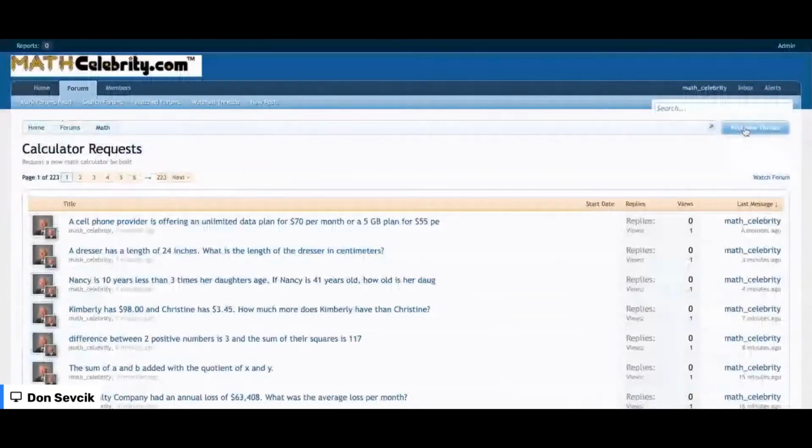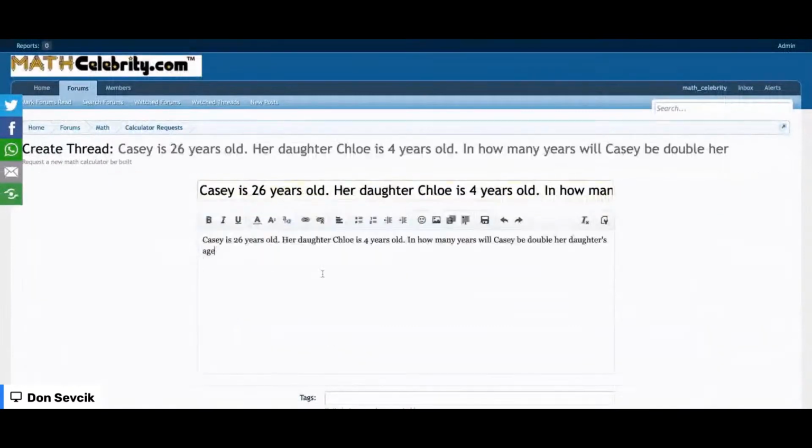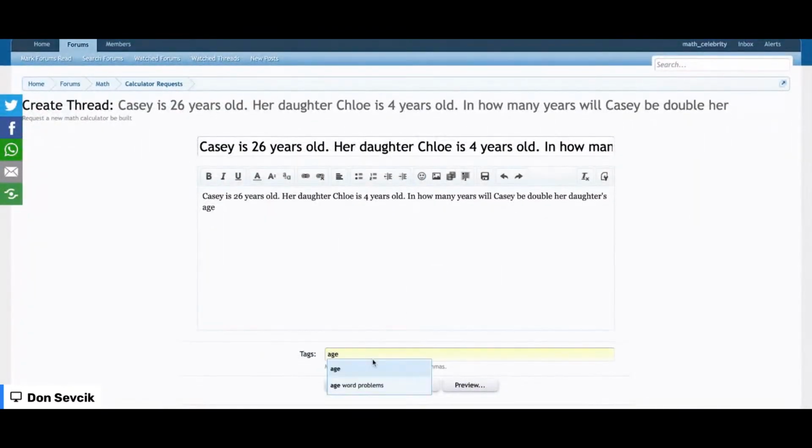Got a couple left, just 2. That's good. Casey's 26 years old. Her daughter Chloe's 4 years old. How many years will Casey be double her daughter's age? Declare variables for each age.